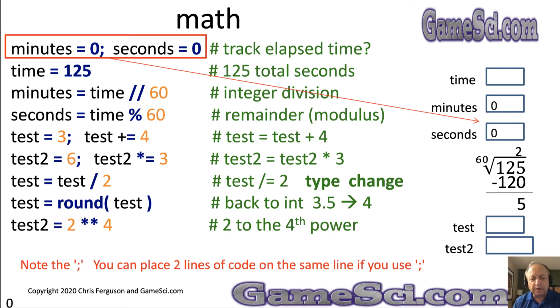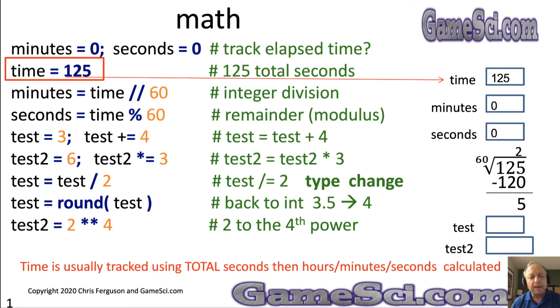Note the semicolon. You can place two lines of code on the same line if you separate them using a semicolon. Time equals 125. You can see that the 125 gets stored into computer memory. This is 125 total seconds. Inside a computer memory, the computer doesn't track hours, minutes, seconds. The computer tracks seconds. And what we're going to do here is use the seconds to calculate hours and minutes and seconds.